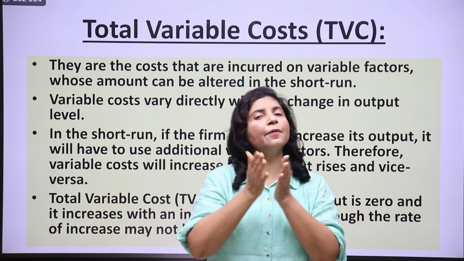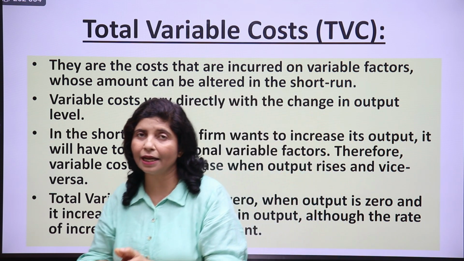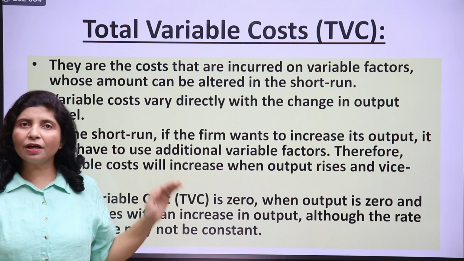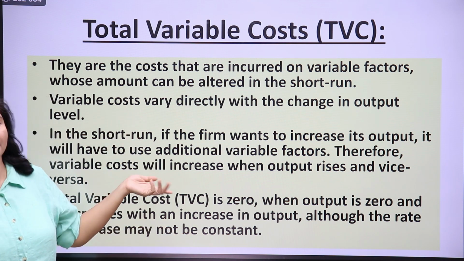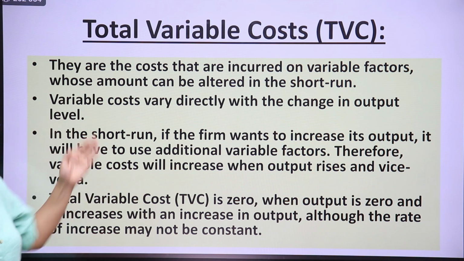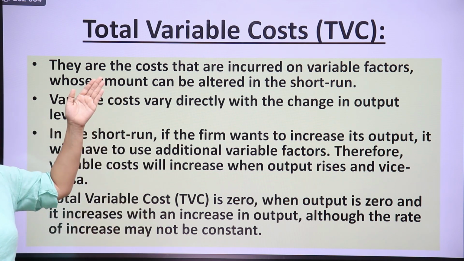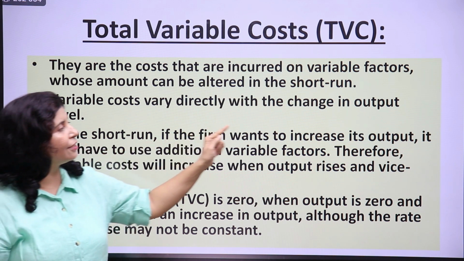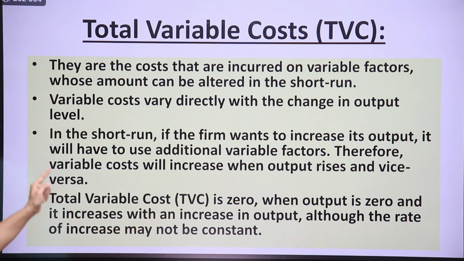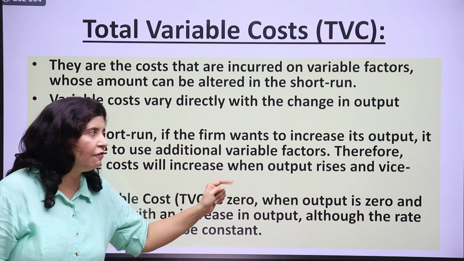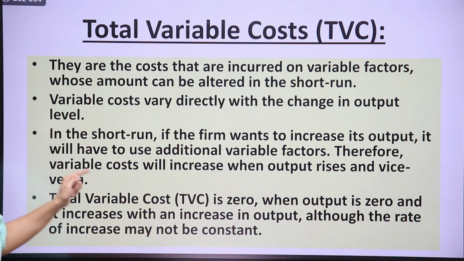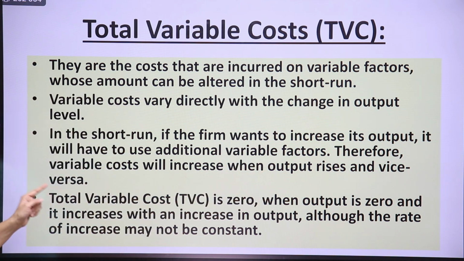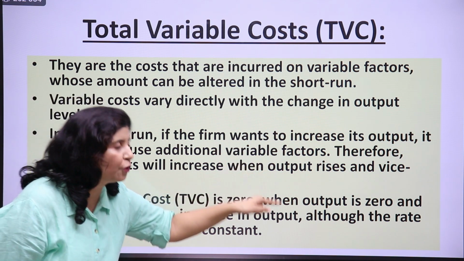So the larger the production of any commodity, the larger the variable cost, and the lower the production, the lower your variable cost. It increases with an increase in output and decreases with a decrease in output. In the short run, if the firm wants to increase its output, it will have to use additional variable factors. Therefore, variable cost will increase when output rises and vice versa. Total variable cost is zero when output is zero.